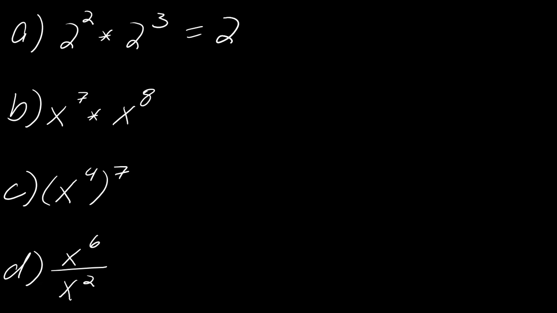Okay, so that being said, I'm going to go ahead and add the exponents. So this is 2 to the 5th. And in this case, I can evaluate 2 to the 5th. So what is 2 to the 5th? So 2 to the 3rd is 8. 2 to the 4th is 16. So 2 to the 5th is 32. So you can just kind of compute that. Okay, so then for b, I have x to the 7th times x to the 8th.